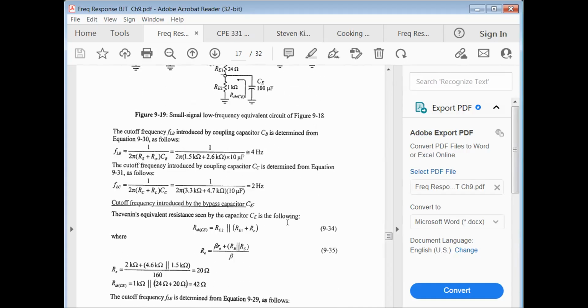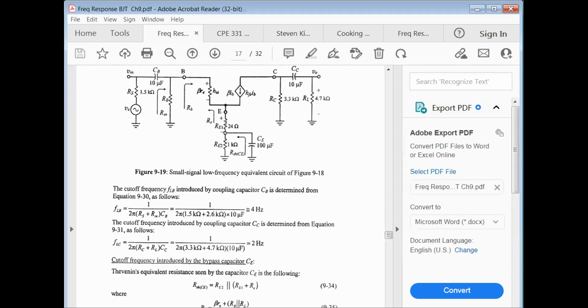So what changes here is our R Thevenin is going to look a little different. Our R Thevenin from here is going to be RE2 in parallel with RE1 plus beta re, and this divided by beta. So this gets added to the resistance seen here.